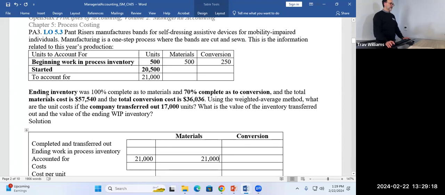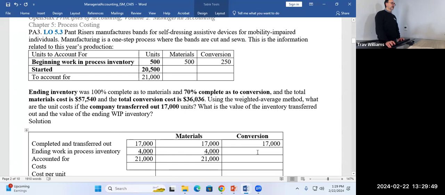Let's see. The company transferred out 17,000 units. We need that, 17,000 units. And then that can go also under conversion, right? Because completed and transferred out is the same number all the way across. So how many units are in ending work in process inventory? Exactly. The difference of 4,000.